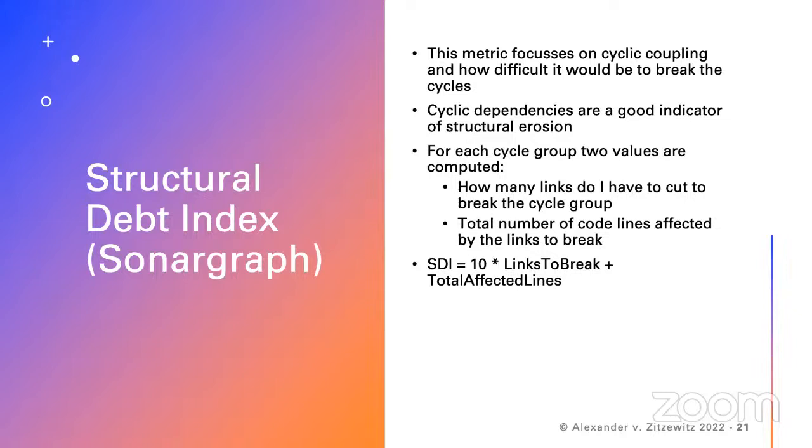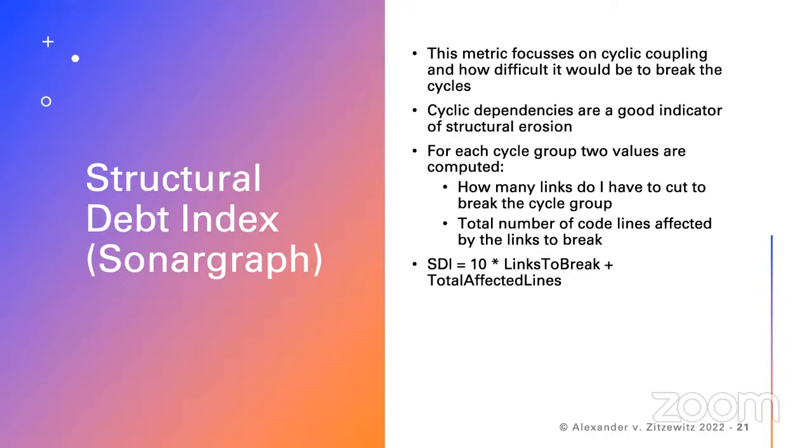Then the smallest possible value in a cyclic system of structural depth index would be 11, because at least one link needs to be broken, and the minimum weight would be 1. So in that case, it would be 11. A value of 0 means I don't have any cycles. But it can't be 1, 2, 3, or 5, because this is not a possible value for structural depth index. It can be anything above 11, that's true, but it cannot be anything less than 11 except 0. So the structural depth index in our first example would be 11.